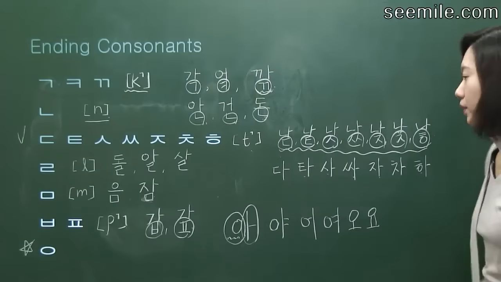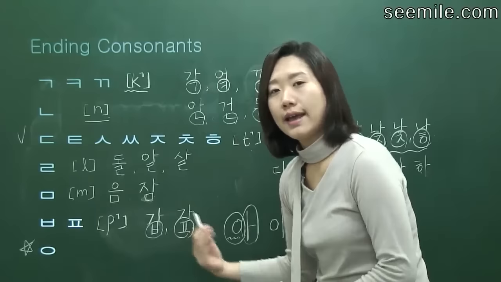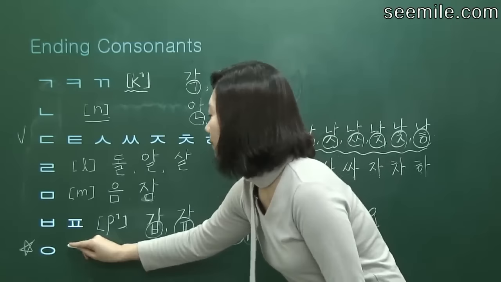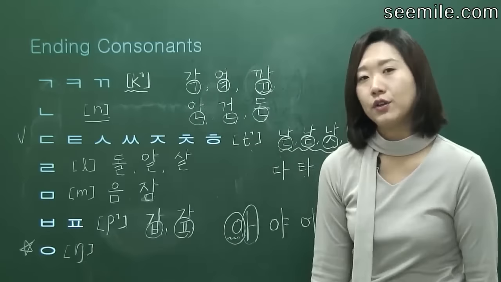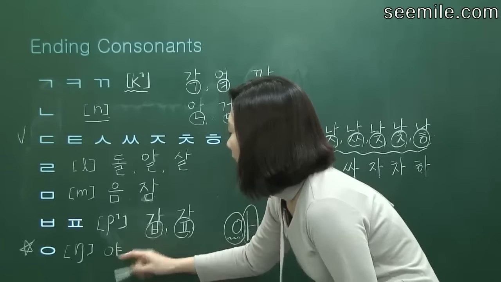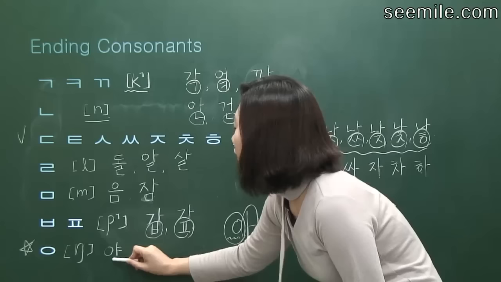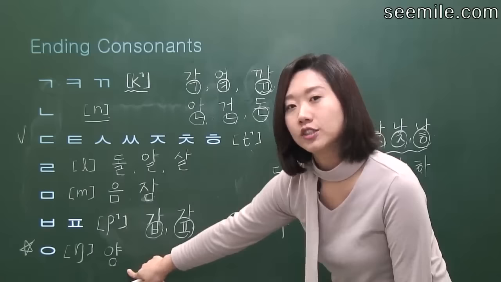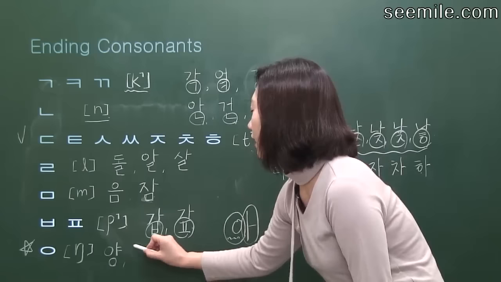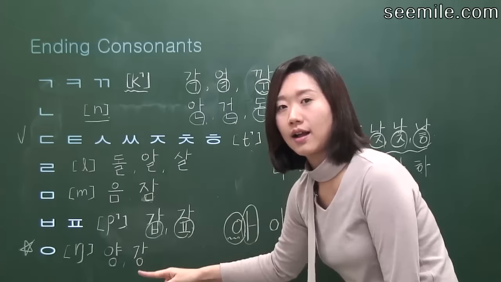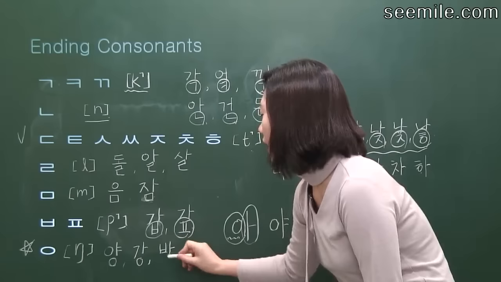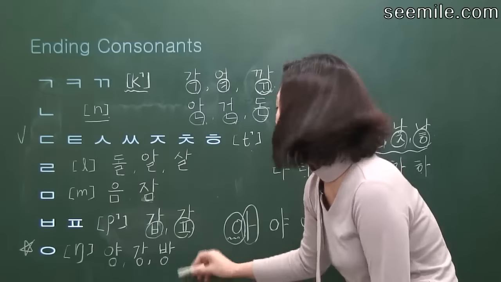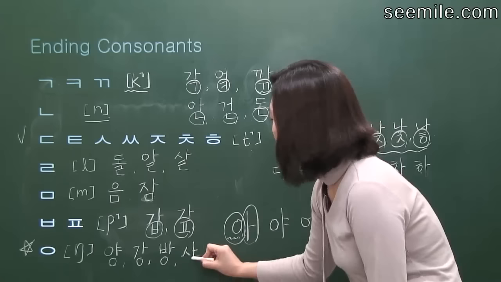However, when ing is used at the ending of the syllable, it has a phonetic value. Ng sound. So, ya. This vowel is pronounced on its own. However, if there is an ending consonant, the pronunciation is yang. So it's the yang sound. Yang. Like this, yang. Kang. Kang. Pa, what is it? Pang. Pang. S plus a, sang.